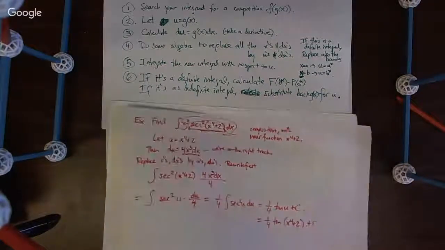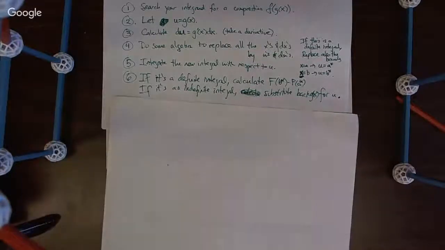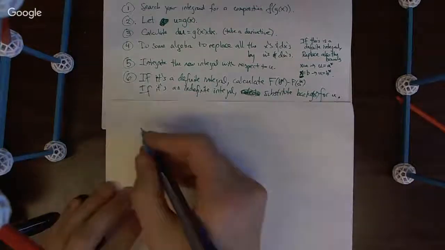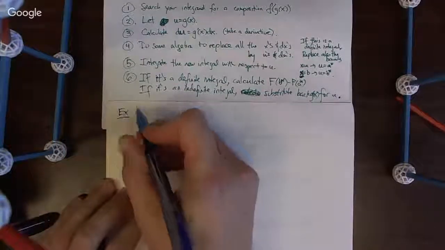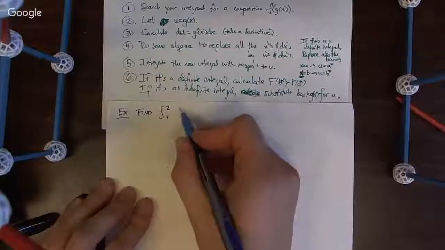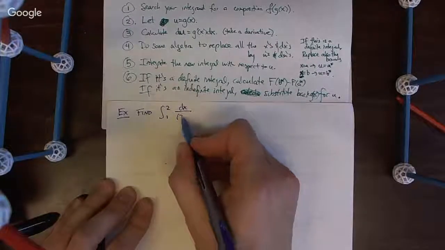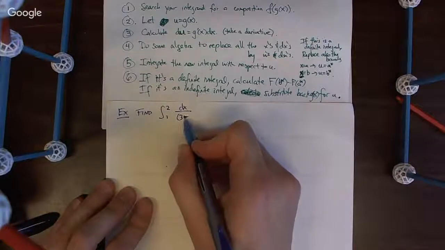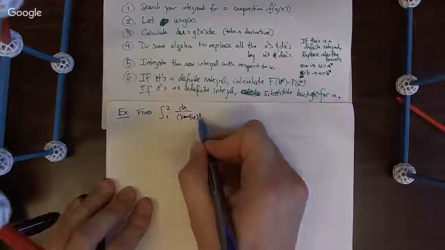All right, so now what I'd like to do is two examples of definite integrals. Example: find the integral from 1 to 2 of dx over 3 minus 5x squared.